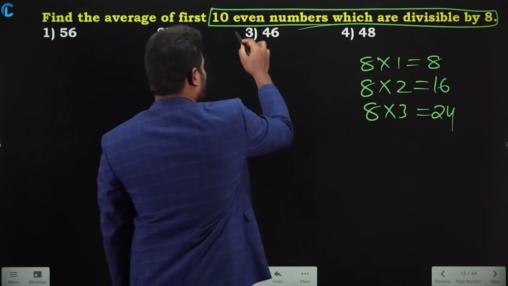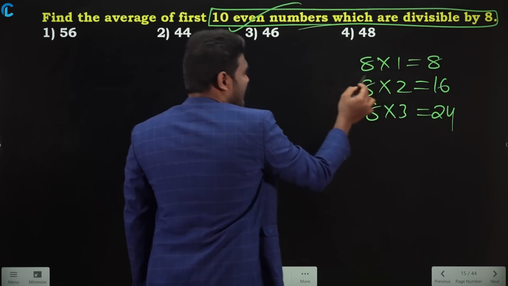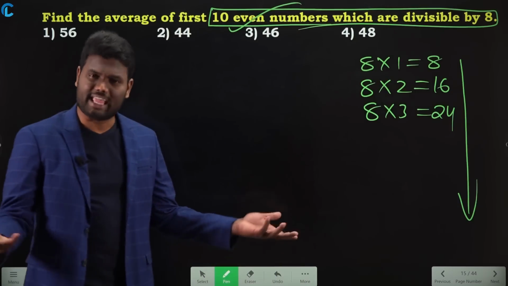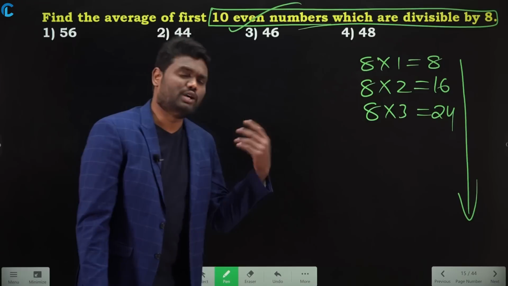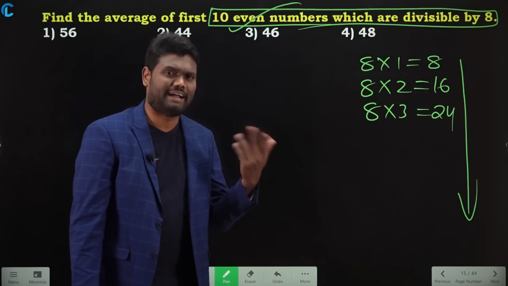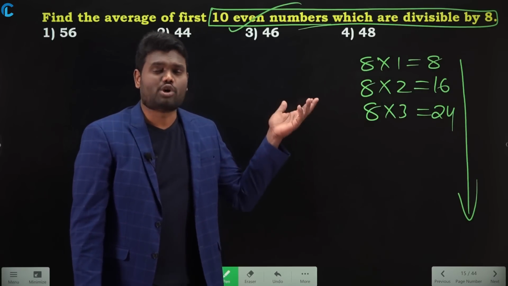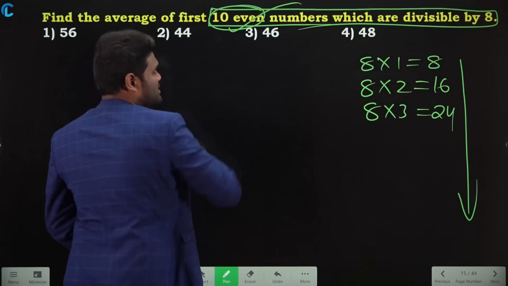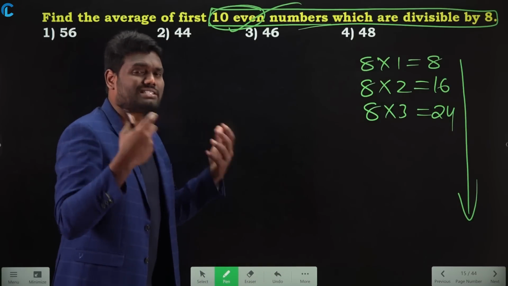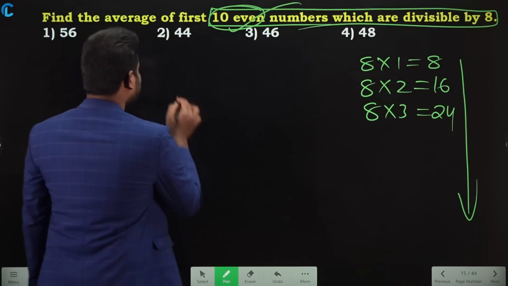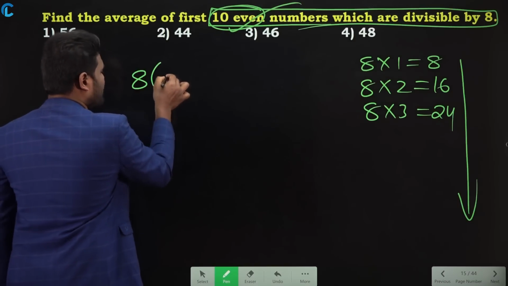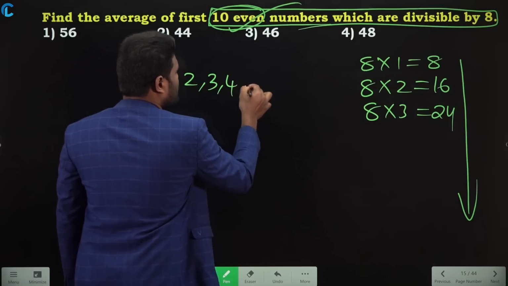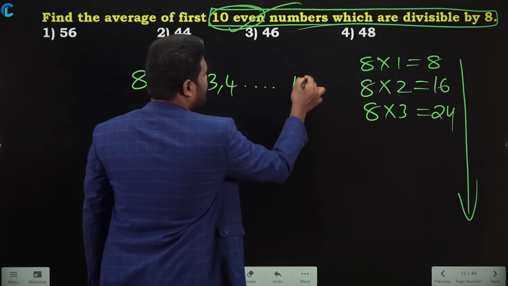Now if you observe here, the question is about even numbers. And if you look here, for 8, all the numbers are going to be even numbers only. 8 one time, 8 two times, 8 three times, 8 4 times, 8 5 times, all are even numbers only. As all are even numbers, now you need the first 10 even numbers. First 10 even numbers means you just take the first 10 numbers. So if you take 8 common, this is going to be 1, 2, 3, 4, and so on. Till how many? 10 numbers.